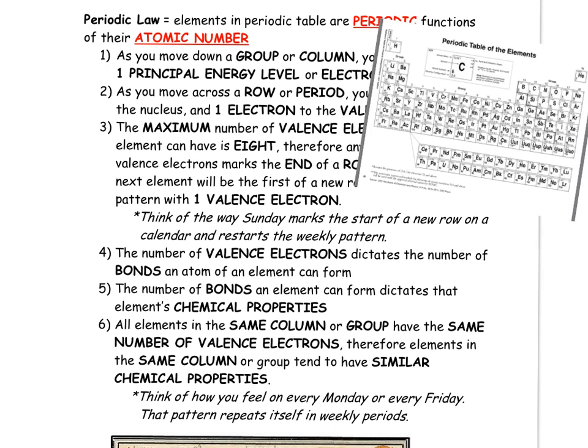Okay, the next thing is all elements in the same column or group have the same number of valence electrons. Therefore, elements in the same column or group have similar chemical properties.